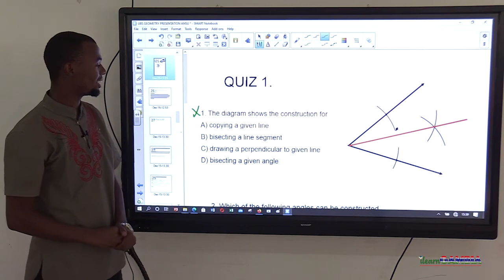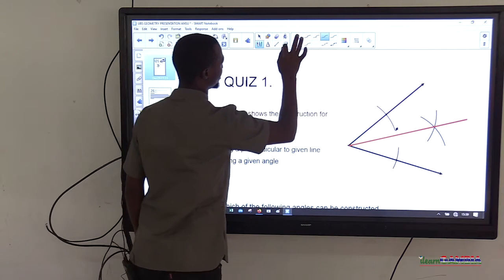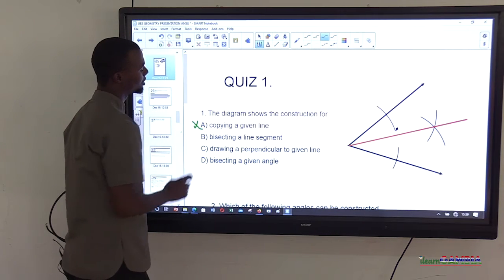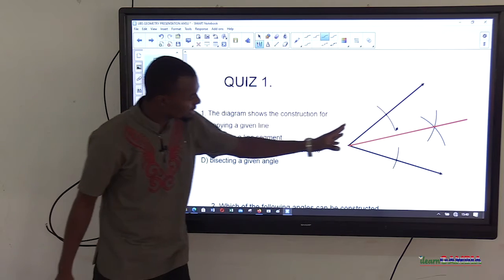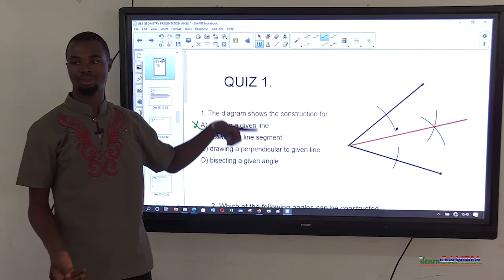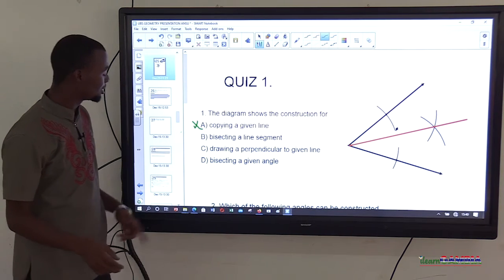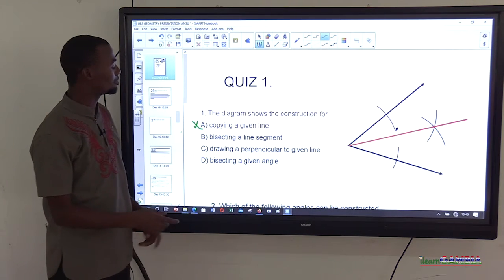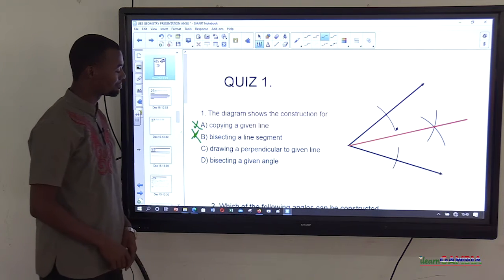Copying a given line is not the right answer. Then bisecting a line: we know what we do when we are bisecting a line. We draw arcs sideways of the line from both ends of the line. Here, nothing like that is happening. Nothing like drawing arcs from sideways of the line. So bisecting a line is also wrong.